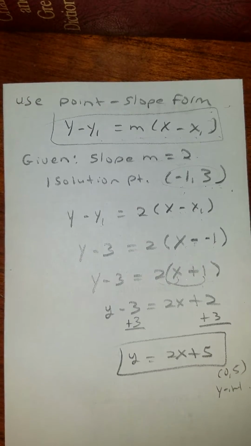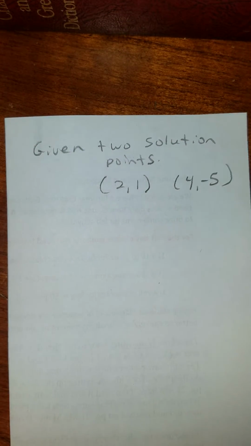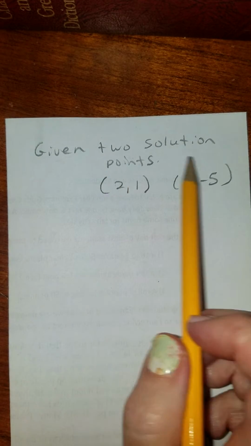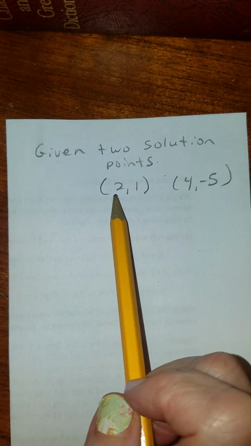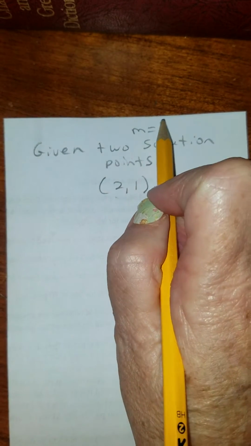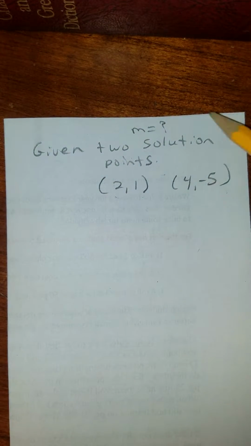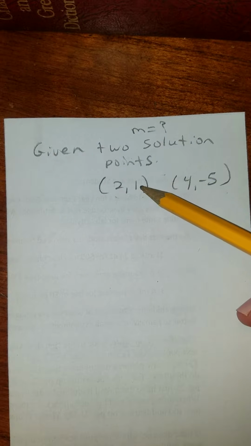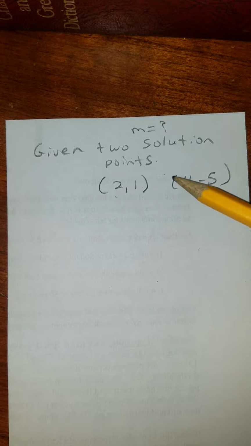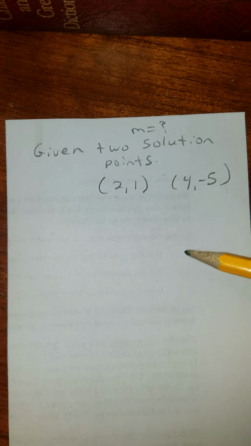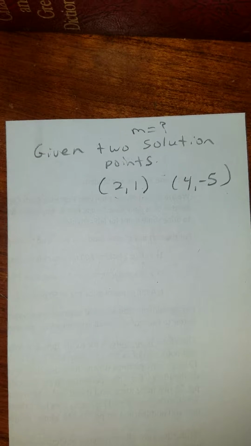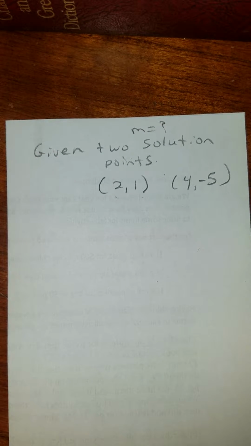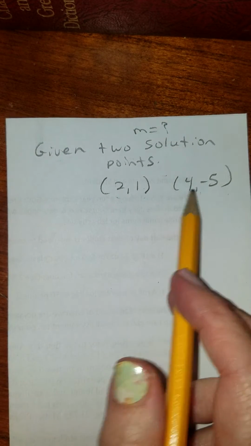The other problems you're going to come across is they're going to give you two solution points. So they're going to say these 2 points, (2, 1) and (4, -5), are on the line. So we don't know what the slope is. They didn't give us the slope. If they'd given us the slope, we could take the slope and 1 point and do what we just did. But they didn't do that. But previously, remember, we know how to find the slope of a line, right? We can find the slope when given 2 points.